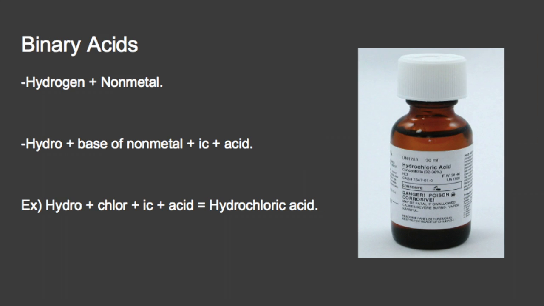An example of this is hydrochloric acid. First you start out with the prefix hydro. Then you have chlor, as in the root word of chlorine or chloride. Then you add "ic", and then you end it with acid to get hydrochloric acid. Binary acids only contain two elements, so let's talk about oxyacids, which contain more.